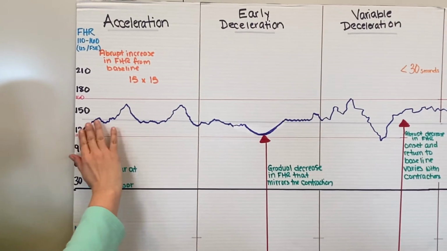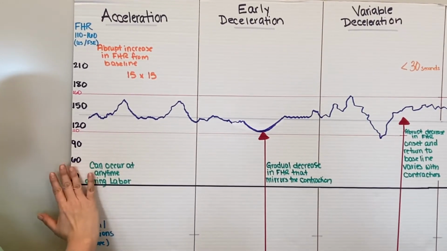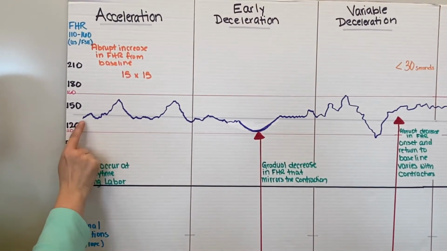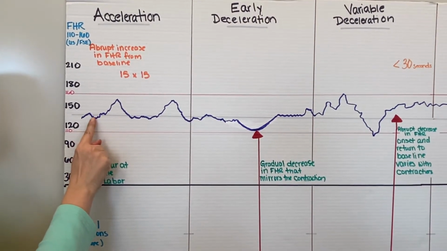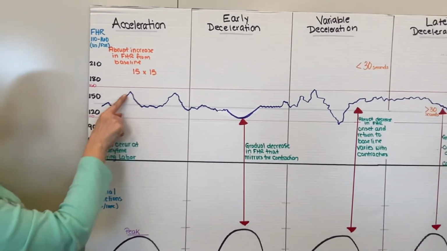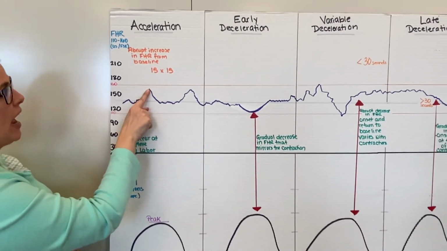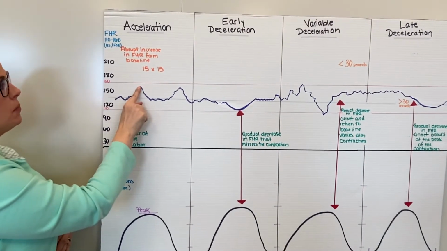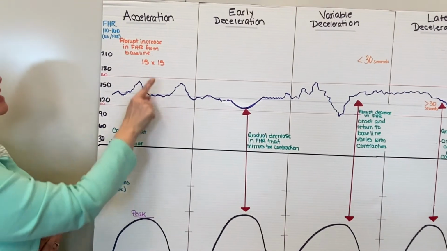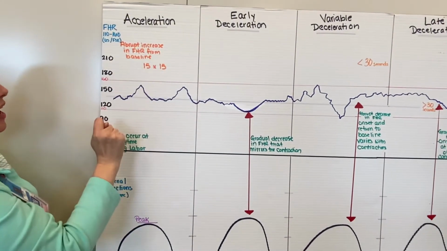So once you have determined the baseline, which we'll go ahead and say this baseline is 140, all right? You're going to want to look for beats above the baseline, all right? So when there's an abrupt increase above the baseline, going 15 beats above and lasting for at least 15 seconds, we call this an acceleration, all right?